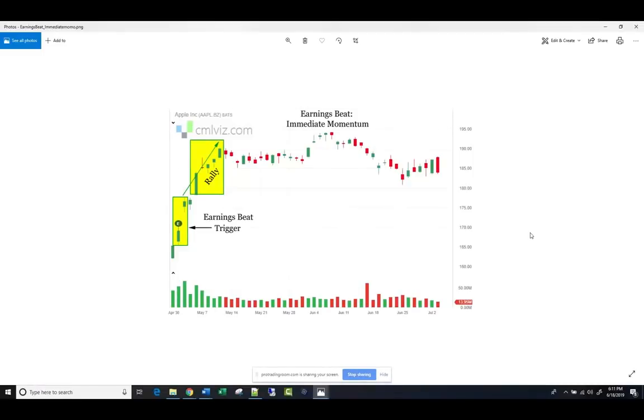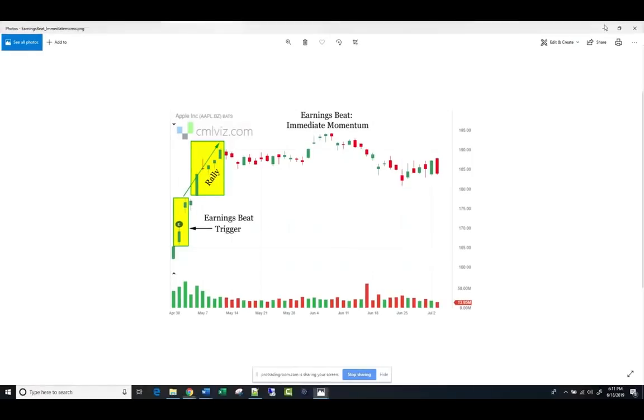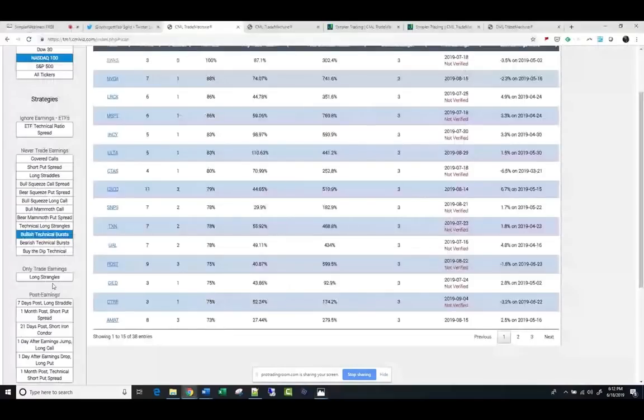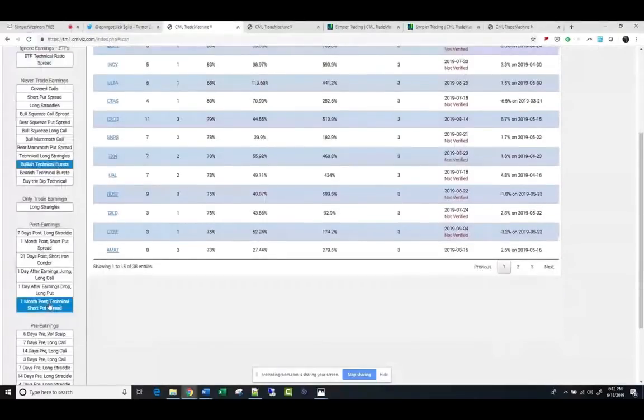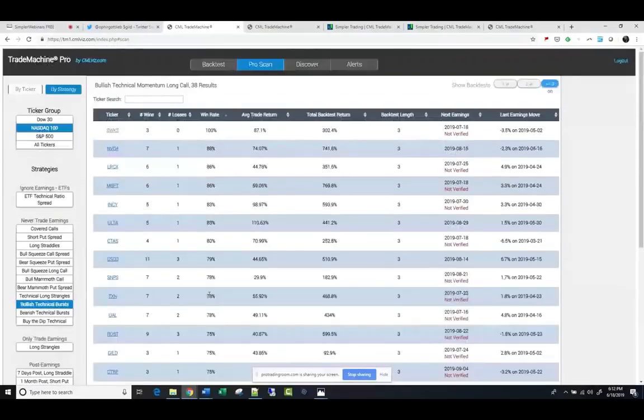So I decided to create a trigger for that. And so we actually have a scan which tells you which stocks, when they crush earnings, will then continue to rally or have continued to rally after that. That one, by the way, is called post earnings, and it is the 1 day after earnings jump long call. So there are all kinds of strategies for all kinds of traders.